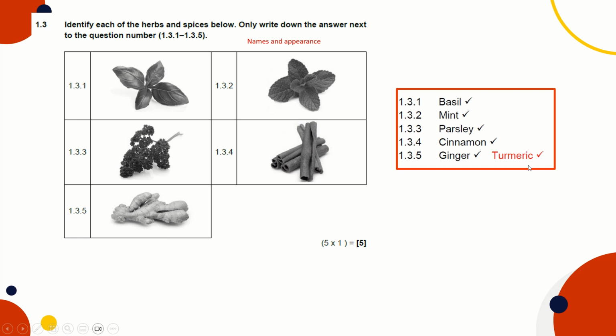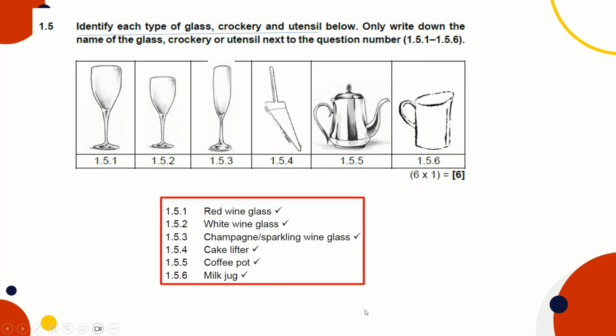The reason why there's two options is because the pictures aren't printed in color. So if it had been color printed, this picture over here, and it was white, it would have been ginger, and if it had been yellow, it would have been turmeric. But now you can't see the color, therefore it can be one of those two.